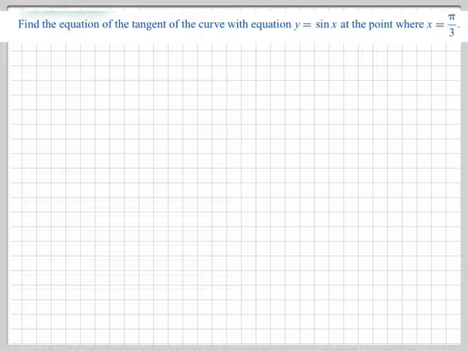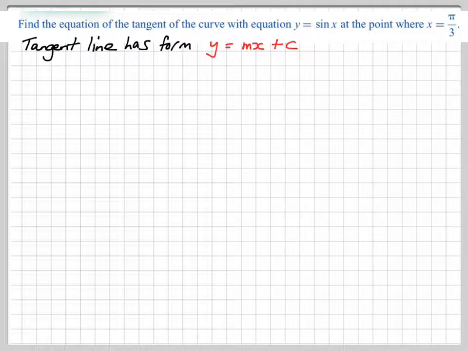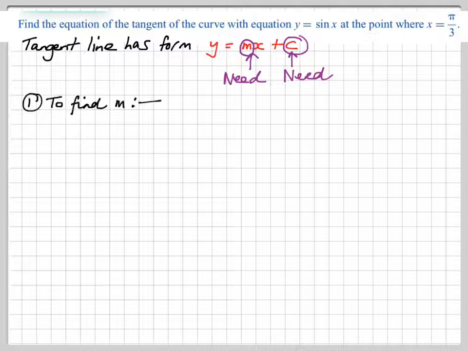Now this one here, it says find the equation of the tangent of the curve with equation y equals sine x at the point where x is pi on 3. No problem. Now as you know, a tangent line has the form y equals mx plus c, as any straight line has that form, where m is the gradient and c is the y-intercept. Okay, now, so we need m, and we need c. But it's no problem because we're going to just do some differentiation.